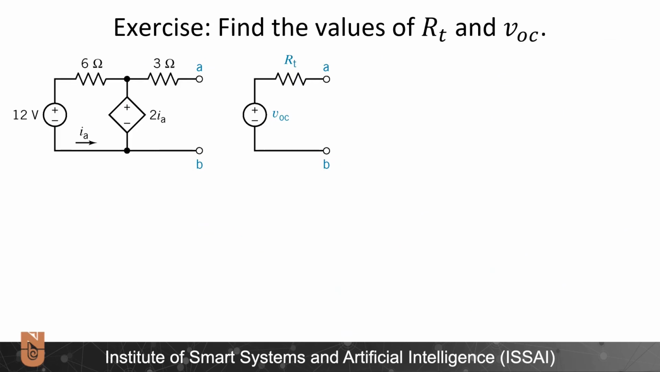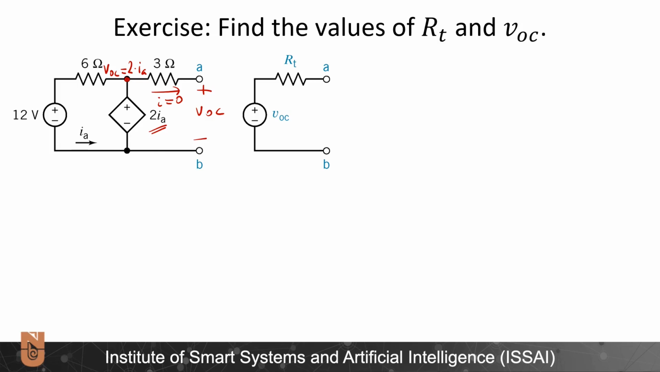Alright, I need to find V open circuit. How will I do that? I will write plus minus V open circuit here. I know no current is flowing because here I have an open circuit. So here I will have V open circuit. But V open circuit, due to this current dependent voltage source, will be equal to 2 times IA.